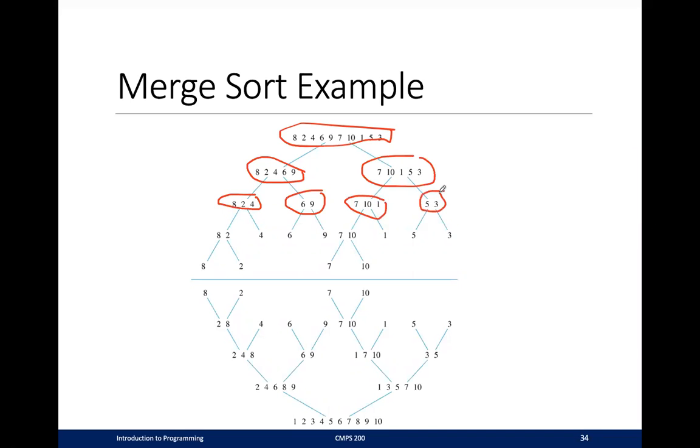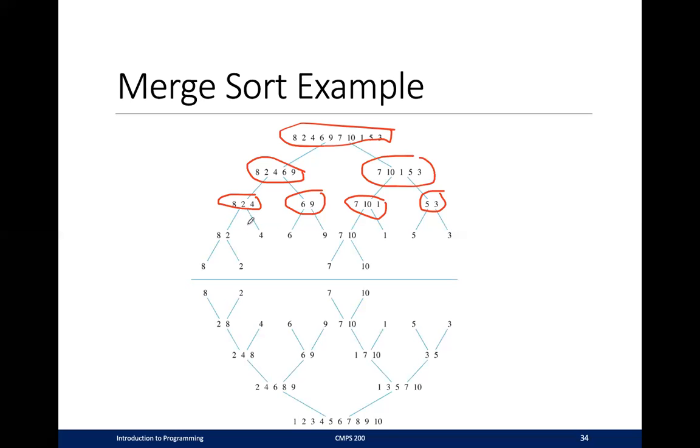Okay. And when do I stop splitting? Once I hit one element only, a list of one element. So here 8, 2, and 4: the first half is 8, 2, and the second half is 4. And then for 6 and 9, it's two sublists, each with one element, so I can stop splitting, and so on. I'll keep doing this until I have single elements.